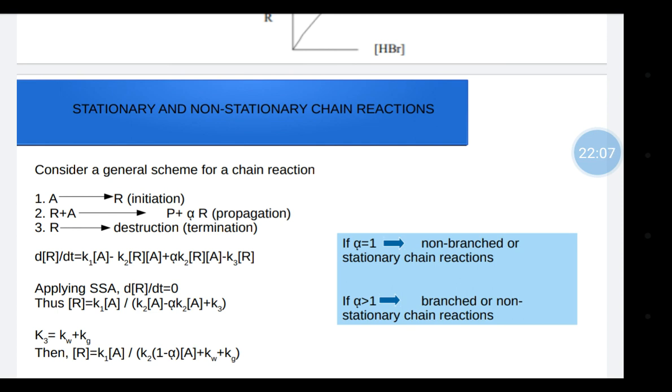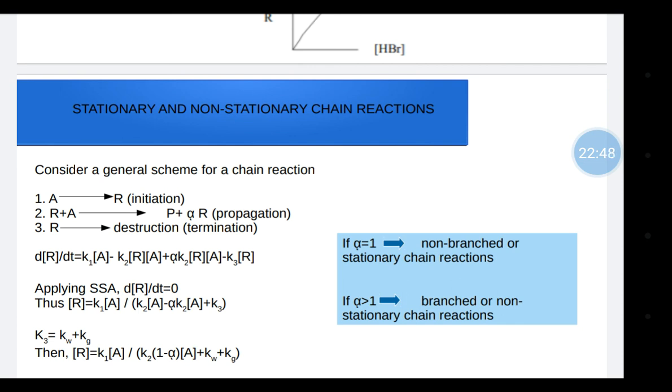Right? Now, since the reaction rate is proportional to the chain carrier concentration, the reaction proceeds so rapidly that an explosion results. That is, the reaction is completed within a very short time. Such explosions are termed isothermal explosions. Right? So, isothermal explosion reactions will take place only in those cases where the value of alpha is greater than 1.